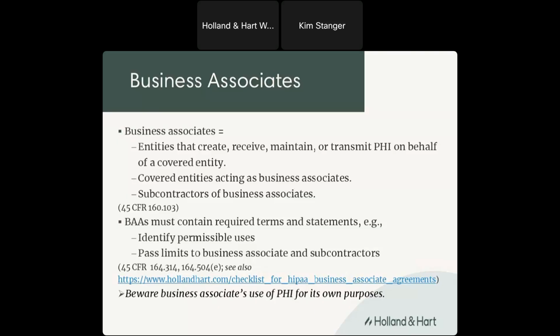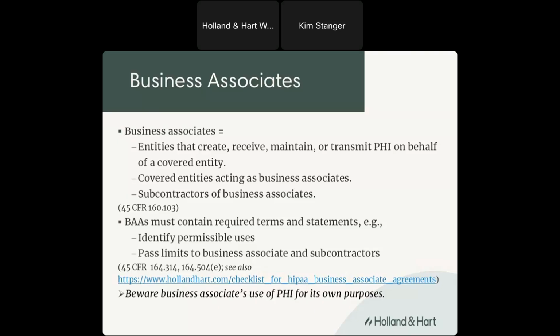Same thing for business associates. If the business associates are subcontracting out those duties, those services, they're going to need a business associate agreement with that subcontractor. That business associate agreement must contain certain required terms and statements. Among other things, it's got to identify the permissible uses, and it's got to pass the limits of the business associate agreement on to any subcontractors.